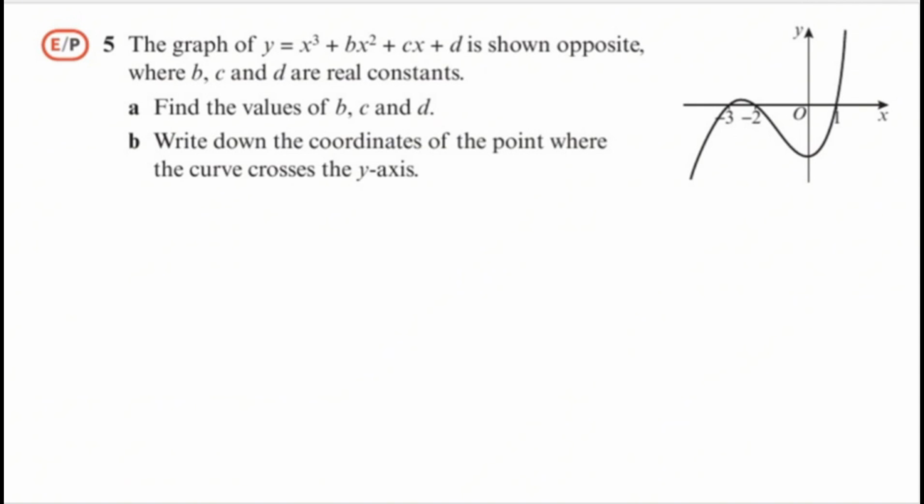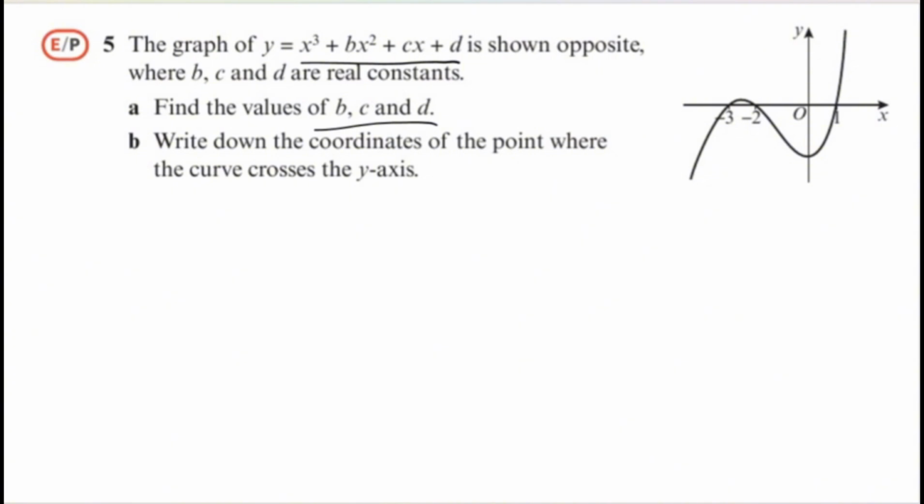Now you have an idea how to draw the cubic graph. Now in this question, the graph is given, intersection points are given, as you can see in the graph. You have to find the function by finding the value of b, c and d. So how can we do this one? First find the value of b, c, d and write down the coordinates of the point where the curve crosses the y-axis.